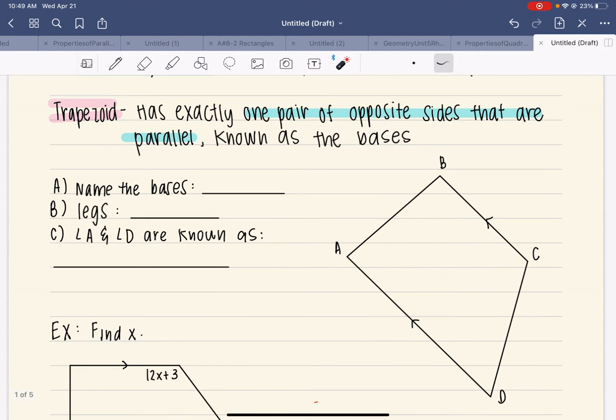So let's get right into it. So we want to name the bases of this trapezoid. So I like to highlight my bases just so I know which ones they are. So BC is a base. And AD is a base of this trapezoid, and it is also known as their parallel pair. Okay, it's the parallel side. So if they do not belong to the base, if they're not parallel to each other, those are known as the legs. So AB is a leg, and CD is a leg.